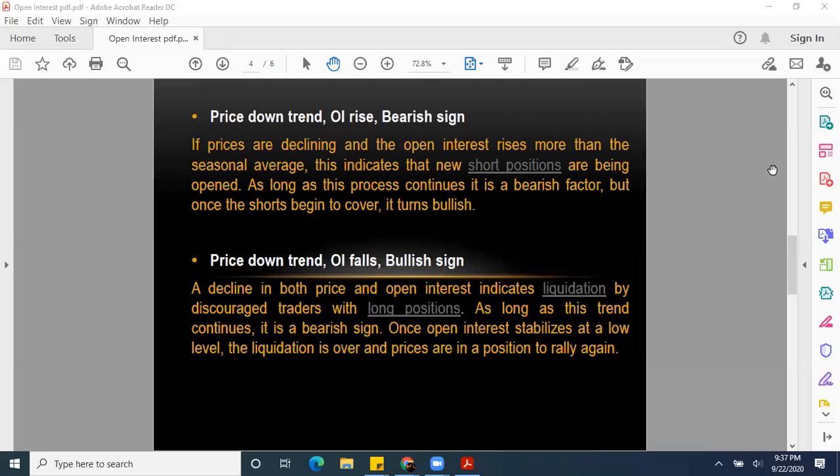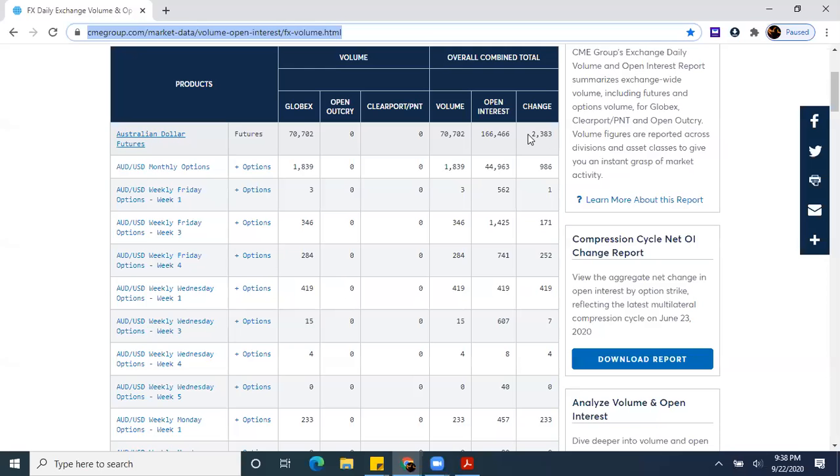and open interest is positive. Again, if you open your Australian dollar futures and you see that it is positive, then you go to your chart and discover that you're in a downtrend, but the change in open interest is positive. Change means the difference between yesterday and today's data is positive.